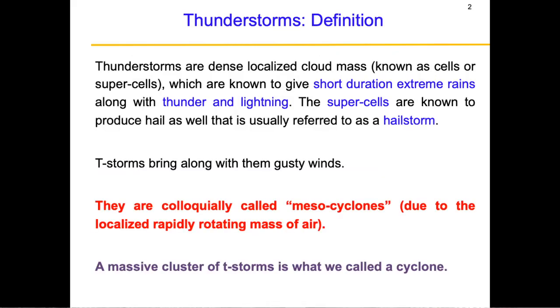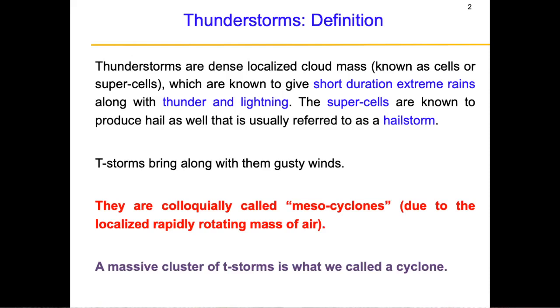So let me start with the basic definition. As I already said, these are very dense localized cloud masses, and sometimes we call them cells or supercells, which are known to give short duration extreme rains along with thunder and lightning. So the thunder and lightning makes it even more dangerous because it can lead to loss of life. Not the rain as much, but the thunder and lightning is the most dangerous aspect of these thunderstorms.